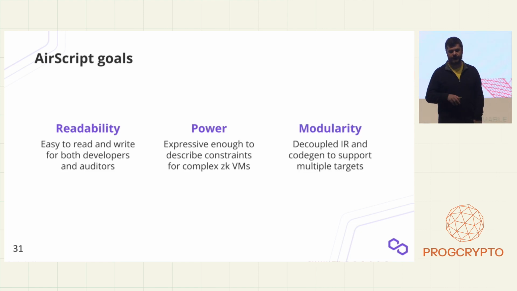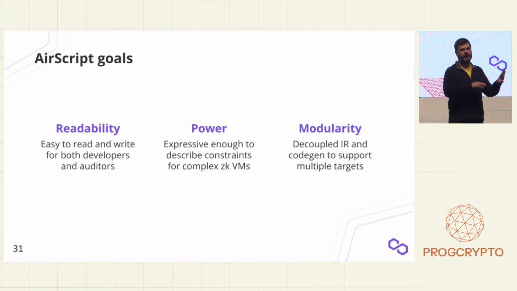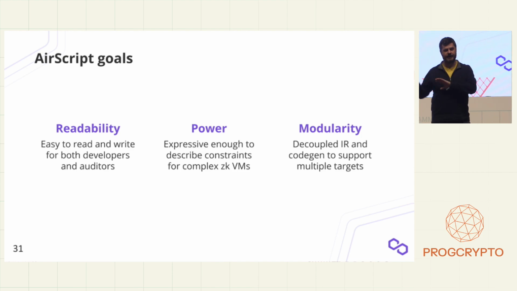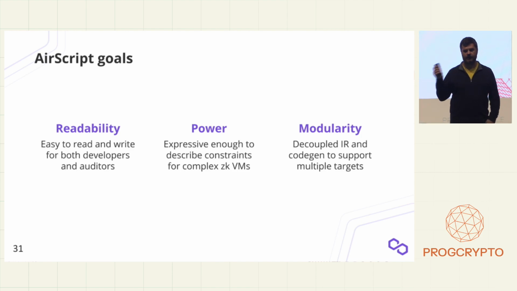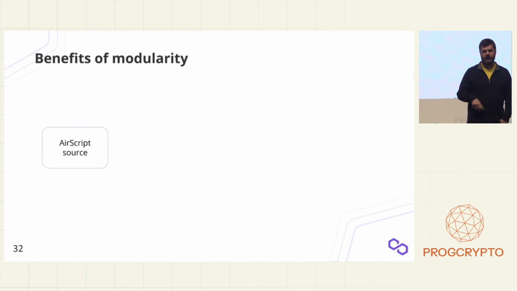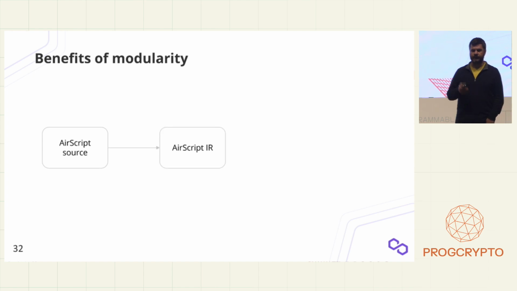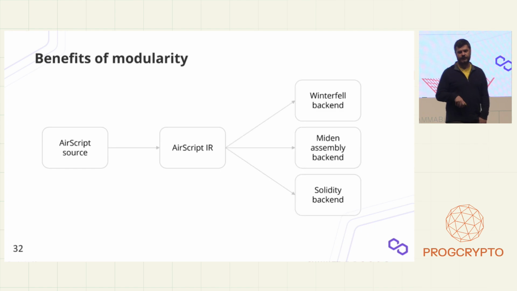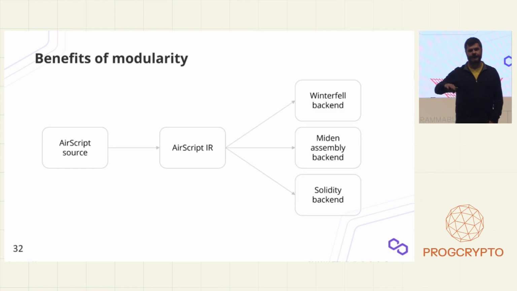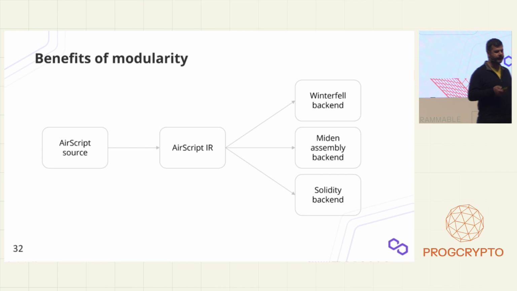And we want them to be modular, so we want to decouple the representation of constraints from the optimization steps and the targets they will need to be evaluated and supported on. And just to lay out more explicitly the benefits of this modular approach. So if you start with AirScript source code, and then we also have AirScript intermediate representation, and we can have multiple backends for different systems, whether it is prover or verifier. We can have Winterfell, Miden assembly, Solidity. There could be other backends for different purposes.